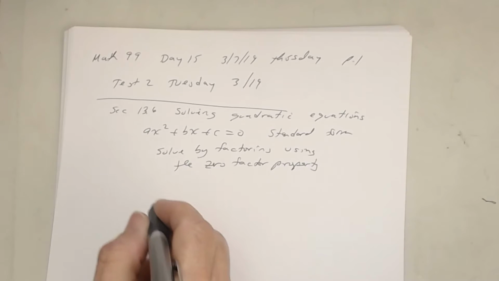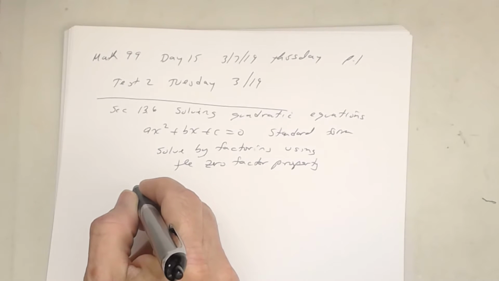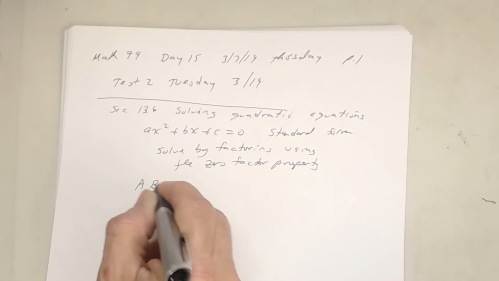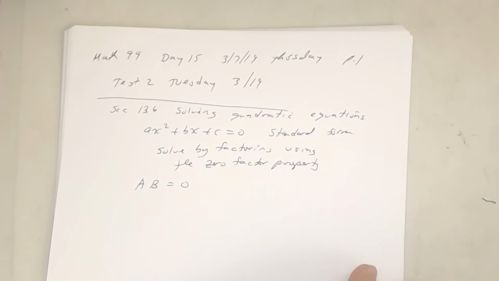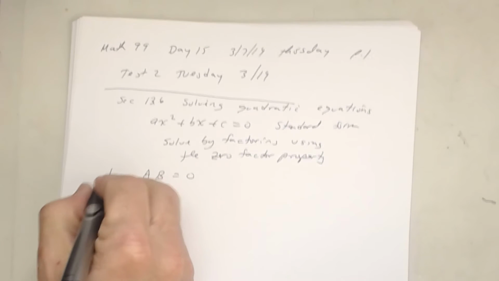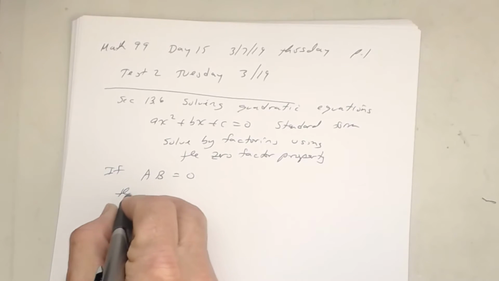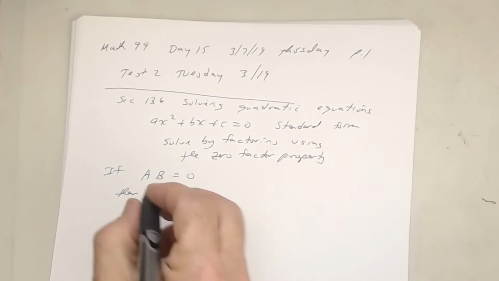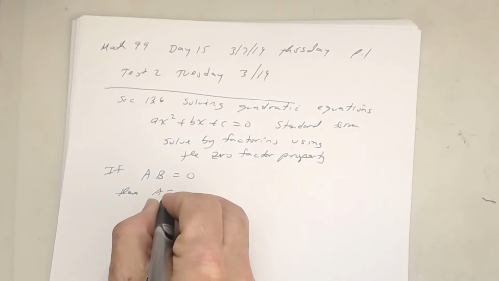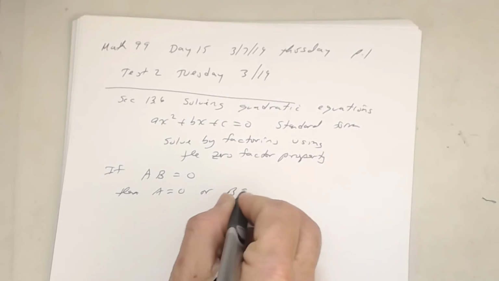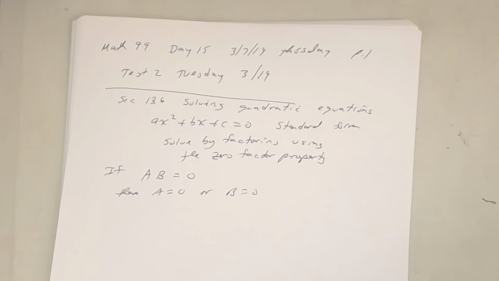Remember, the zero factor property says this. If you have two or more factors whose product is 0, so if A times B is 0, then what does that say about either A or B? Then either A is 0 or B has to be 0. So one of them has to be 0, right? So if you have a product that's 0, then one of those factors has to be 0.